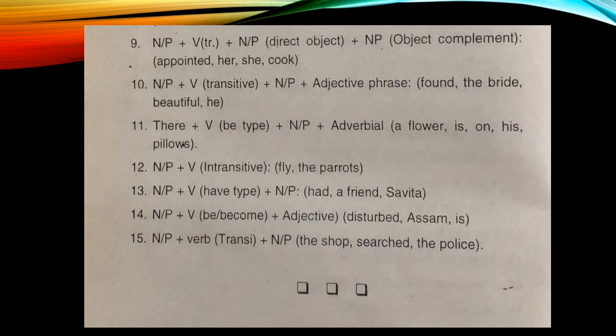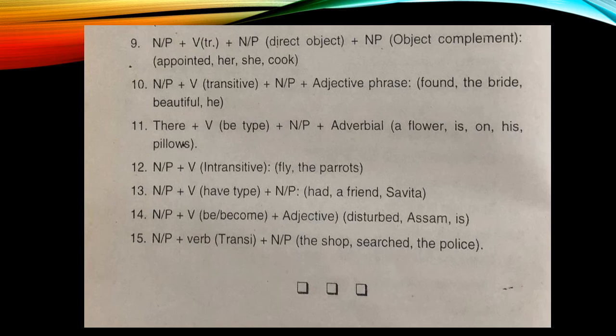Next you have the subject plus verb transitive plus object, and then you have the adjective phrase. So the words given are found, the, bride, beautiful, he. So he found the bride beautiful. So beautiful is the adjective phrase which is used for the bride, which is an object. So beautiful here is the object complement.